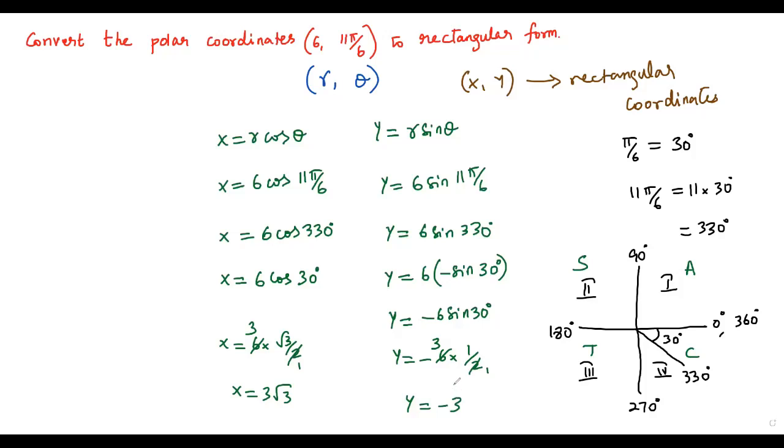I got the x coordinate and y coordinate. The x coordinate is 3 square root of 3 and the y coordinate is negative 3. So the rectangular form of the given polar coordinates is 3 square root of 3 comma negative 3. These are the rectangular coordinates equivalent to the polar coordinates 6 comma 11 pi over 6.